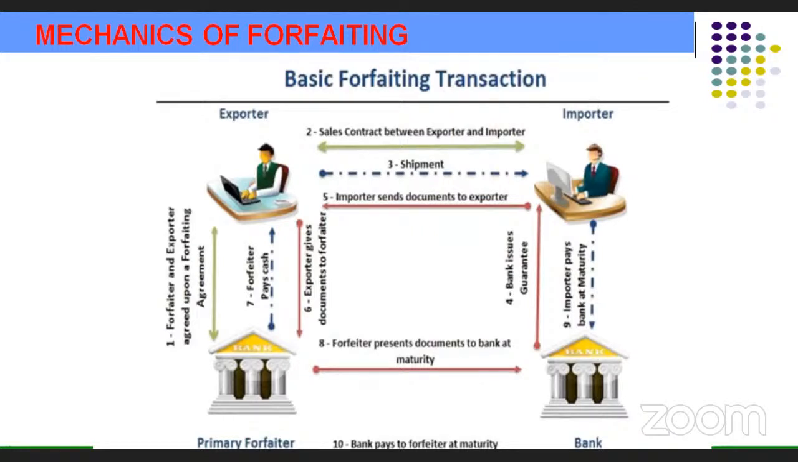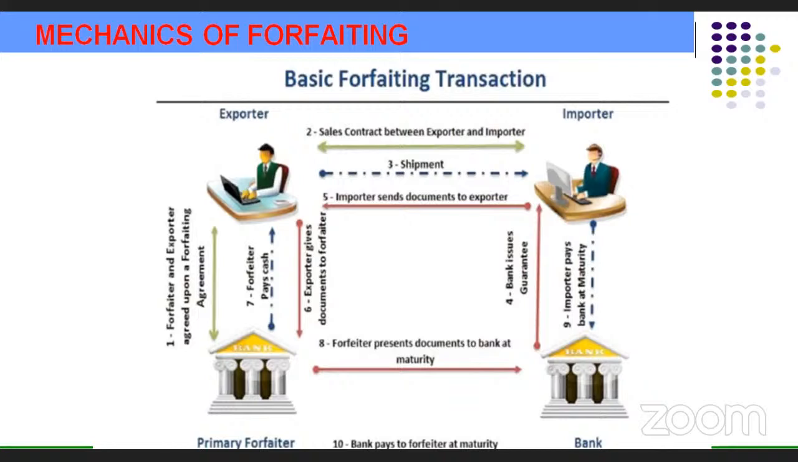The major important thing to observe is that the exporter need not show the amount so received as a source of funds, and it doesn't impact the borrowing limits of the exporter, either for cash credit or overdraft from the bank. One major important thing to be observed is that the exporter need not show the amount so received as a source of funds, or it does not impact the borrowing limits of the exporter either for cash credit or overdraft.